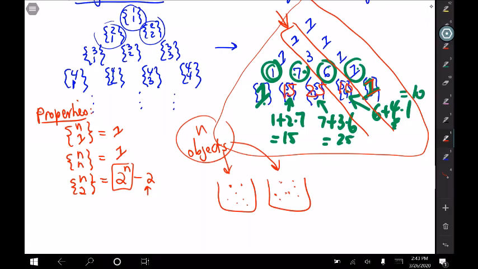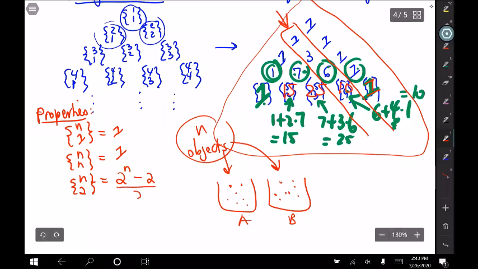But then you guys already suggested these boxes are indistinguishable, so in the end, names don't matter. When I say 2 boxes, 2 choices, it's as if I did choice A, choice B. There's no such thing. These boxes are indistinguishable, so I need to divide by 2 in the end. Okay, sorry, let me write it again: 2 to the n minus 2, divided by 2, which is 2 to the n minus 1, minus 1. Whew, that was tough.